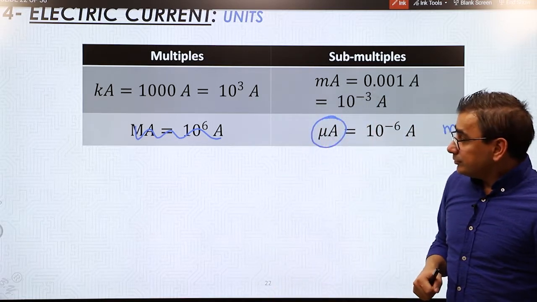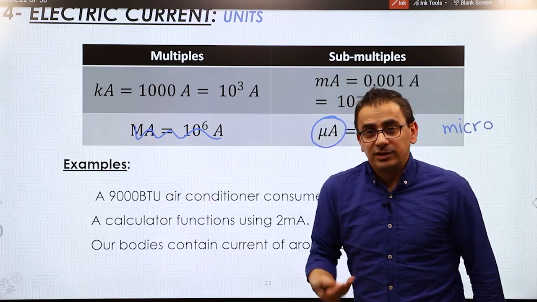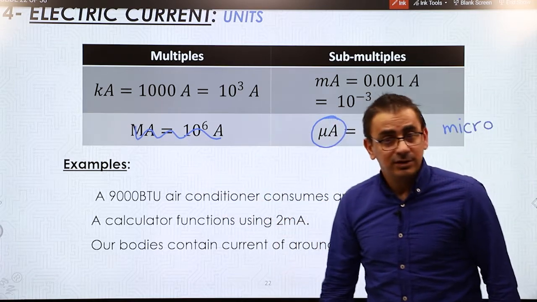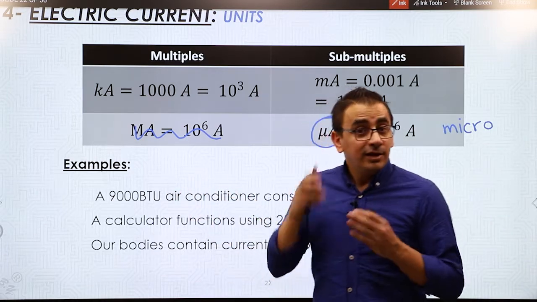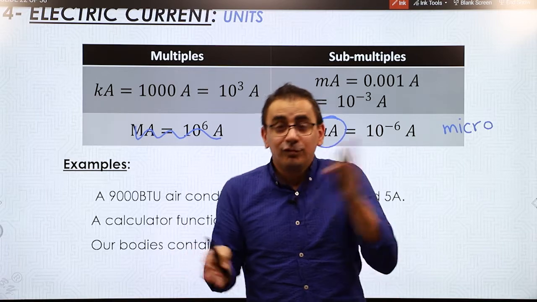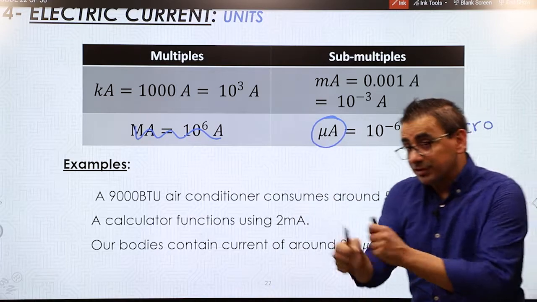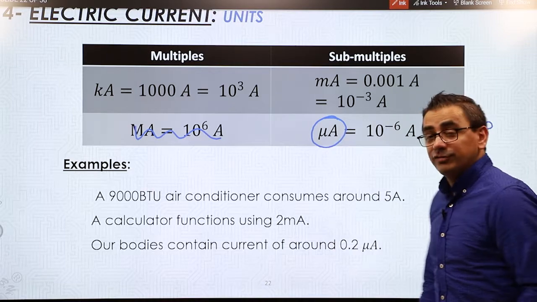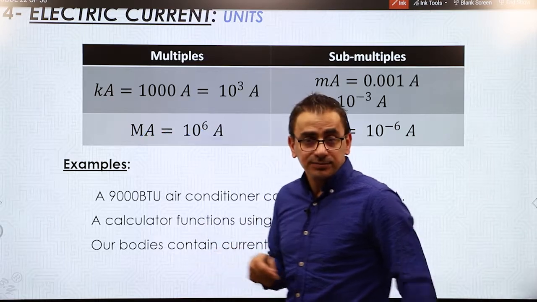Now, as an example, an AC in your house consumes electricity. It functions with a certain voltage. This is something else. And it consumes around 5 amperes. You know, ACs, a 9000 BTU AC. Air conditioners come at different levels. If it's a 9000, it needs around 4 to 6 amperes in general. A calculator, the calculator that you use, functions using 2 milliamperes approximately. Our bodies contain current of around 0.2 microamperes. So yes, we have current almost everywhere around us.